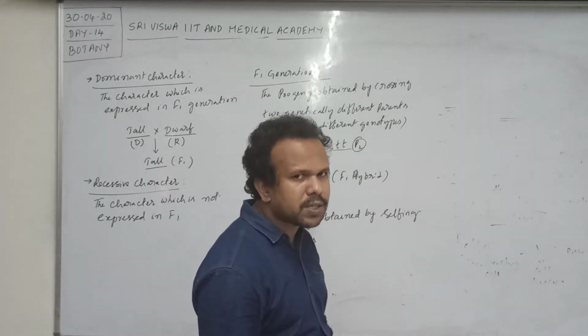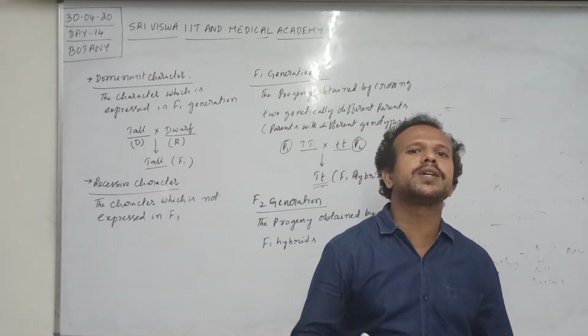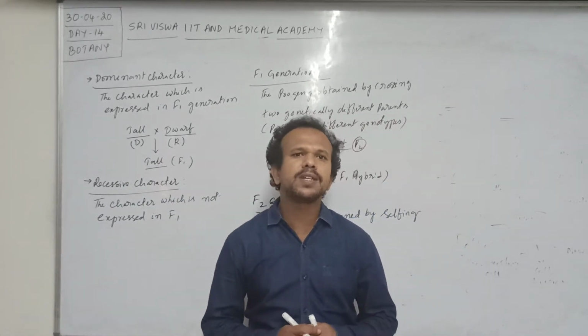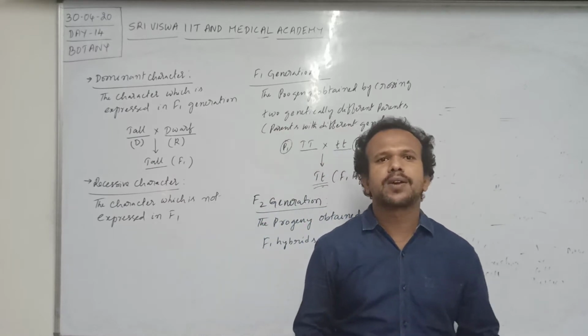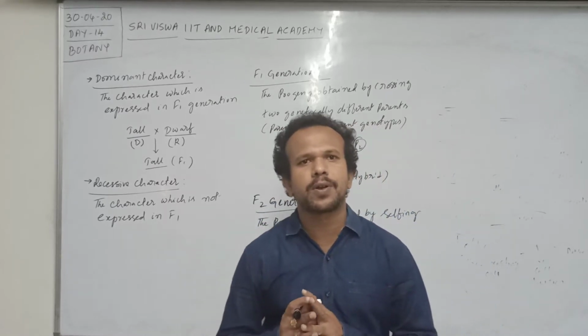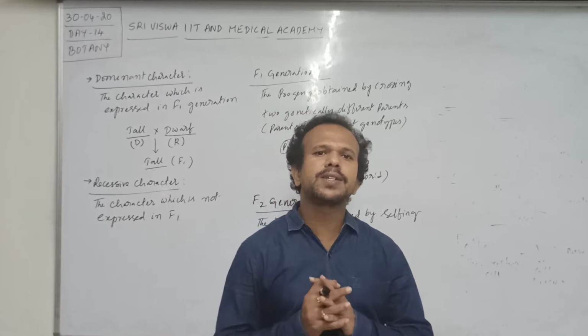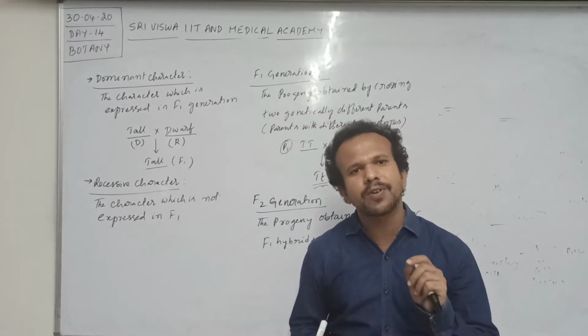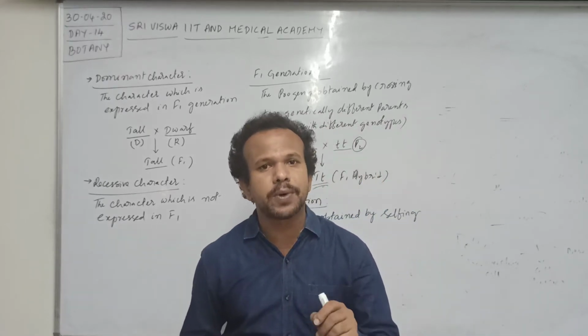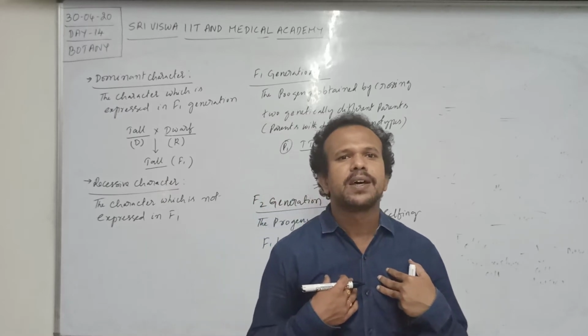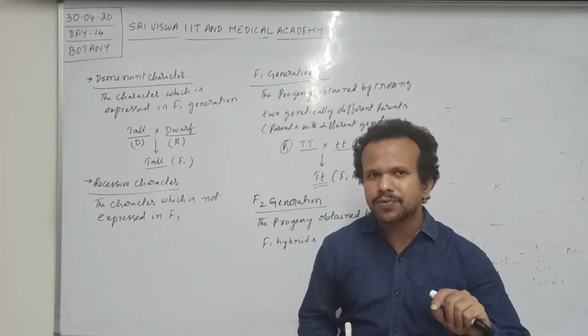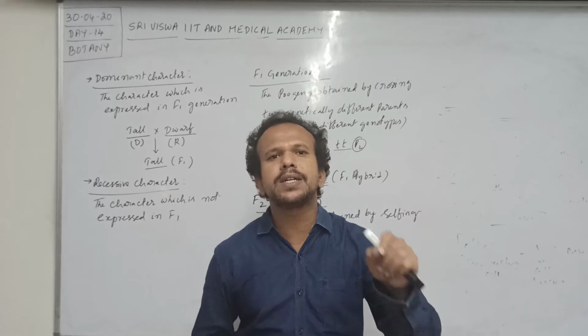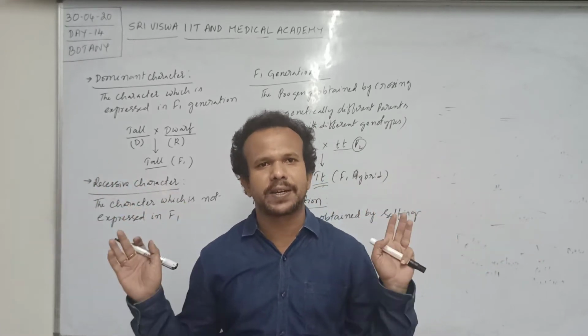Generally, pollination is of two types, self-pollination and cross-pollination. Self-pollination is simply called selfing. Cross-pollination is simply called crossing. Selfing or self-pollination is the transfer of pollen grains from anther to stigma of the same flower. Cross-pollination is the transfer of pollen grains from anther to stigma of another flower.